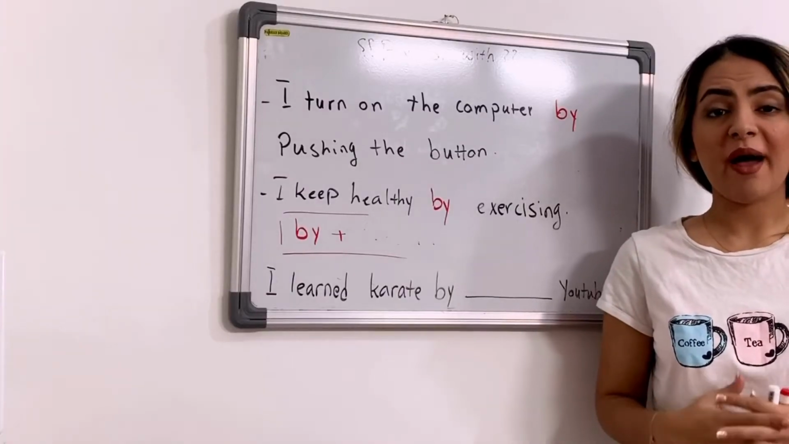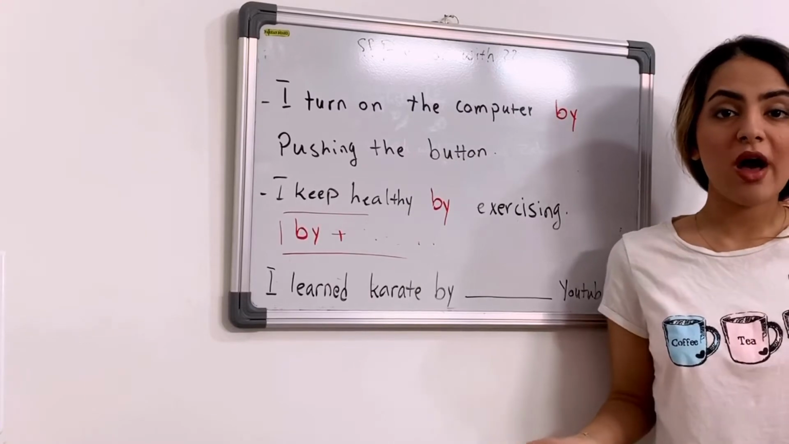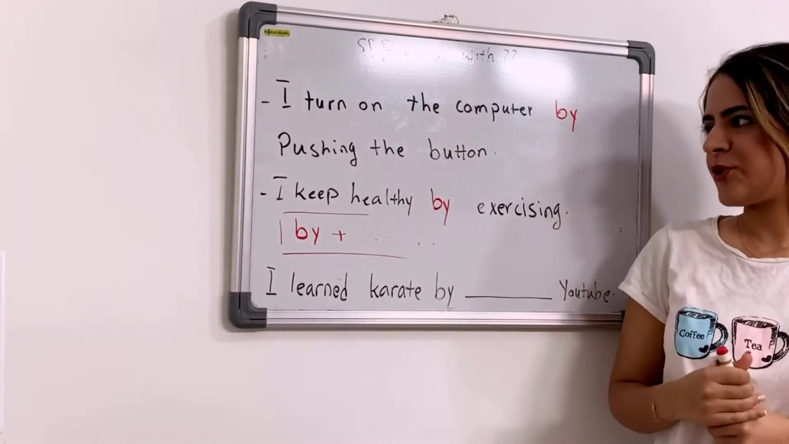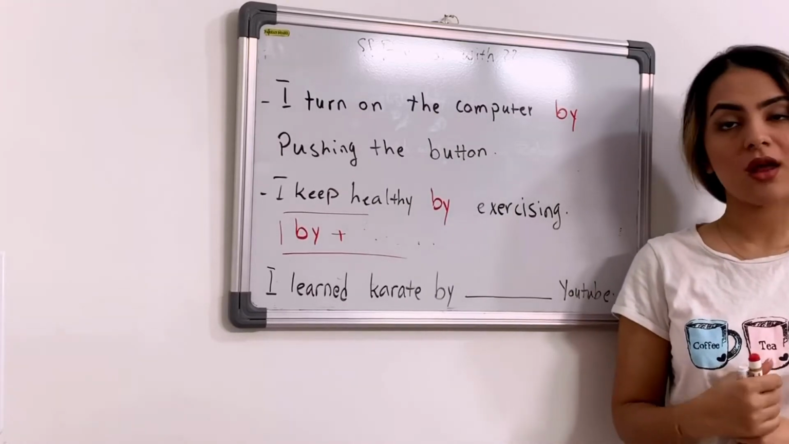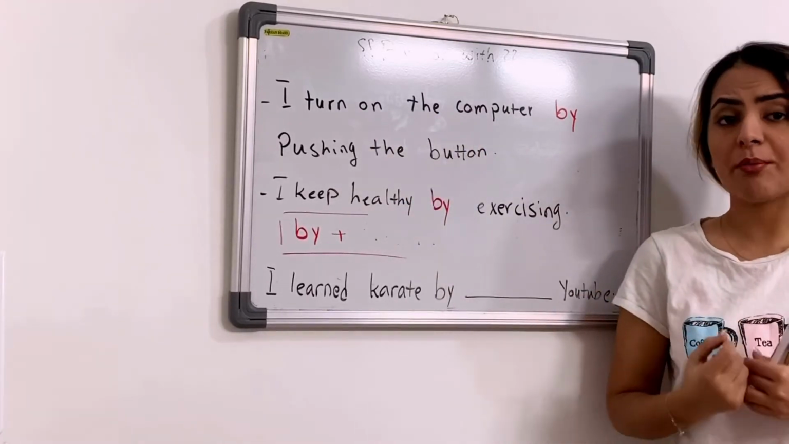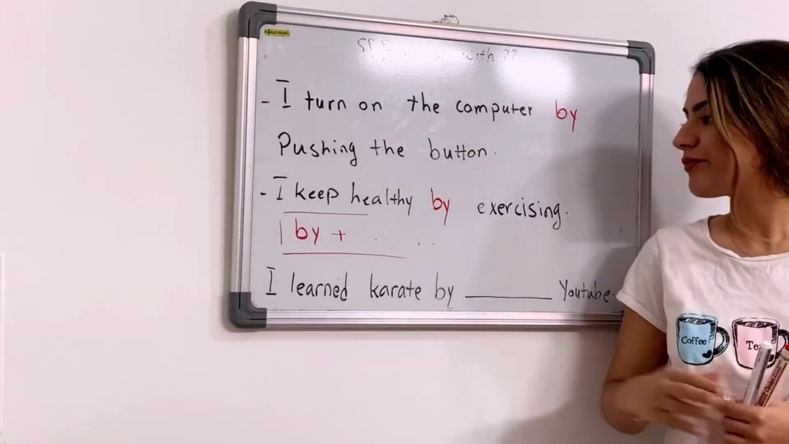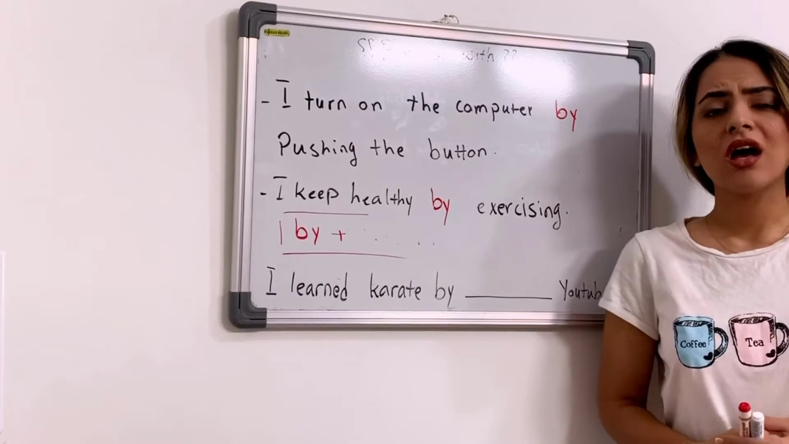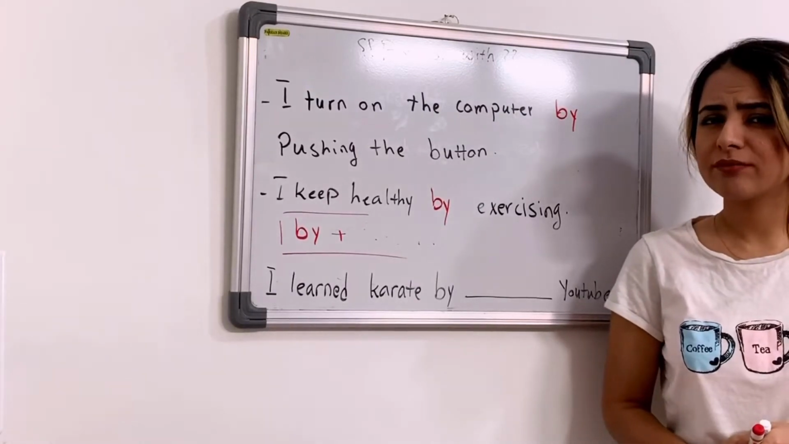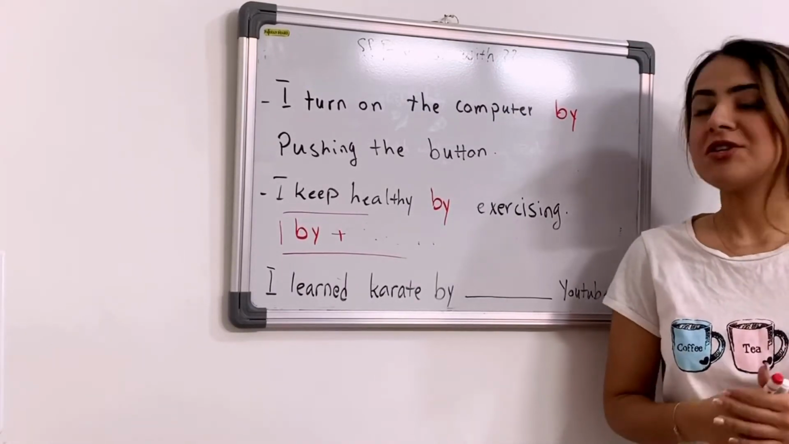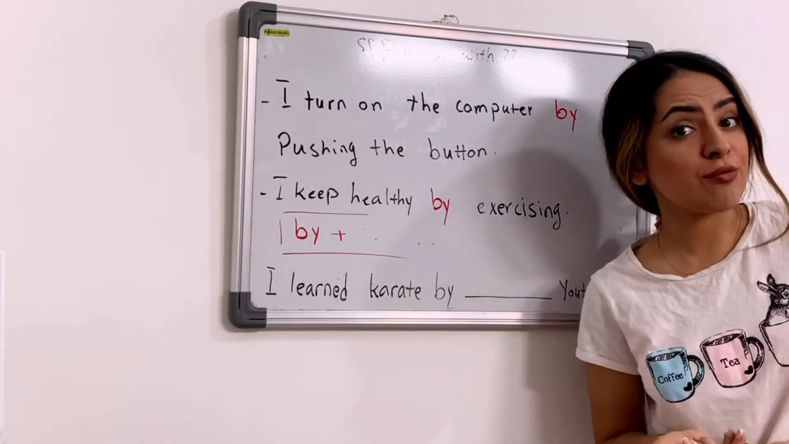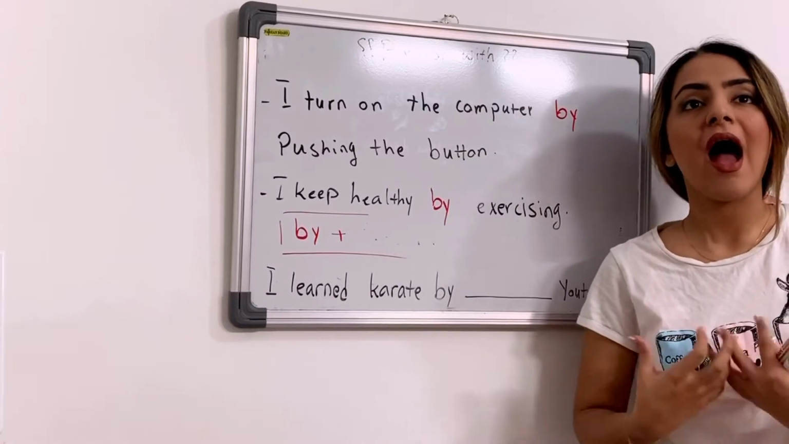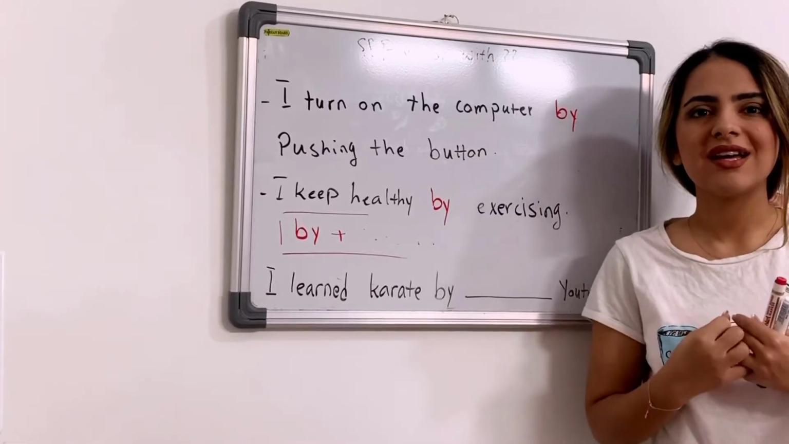So let's talk about by. When do we use by? Let's take a look at some examples. I turn on the computer by pushing the button. I keep healthy by exercising. Do you see a pattern here? Yes, you are right. Usually when we have a verb, and that verb is describing how we did something, we use by.